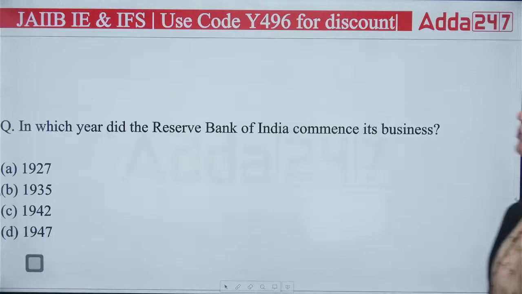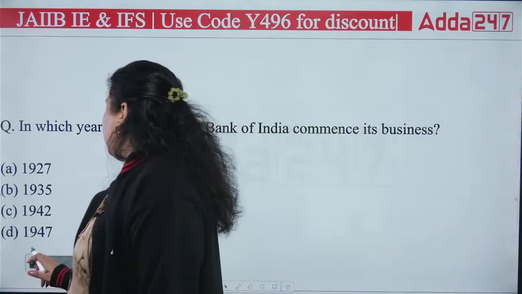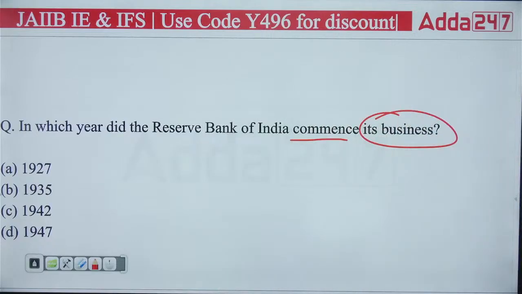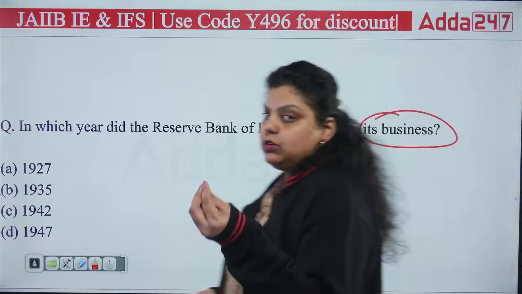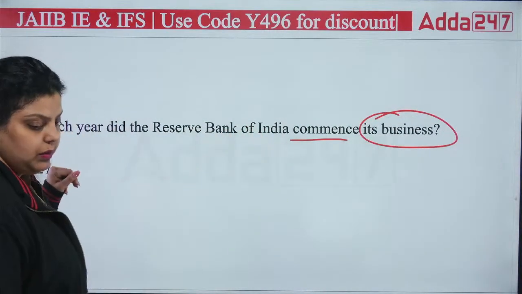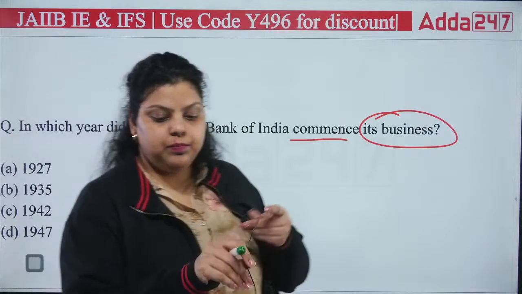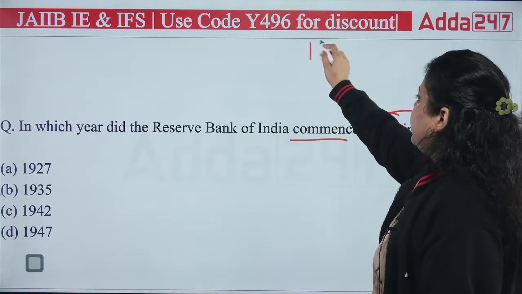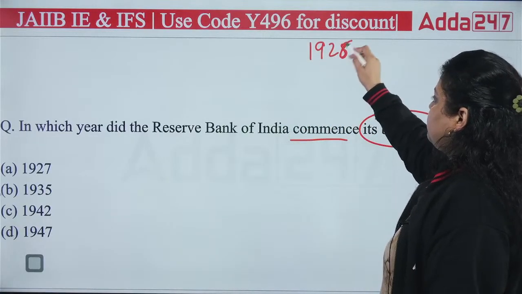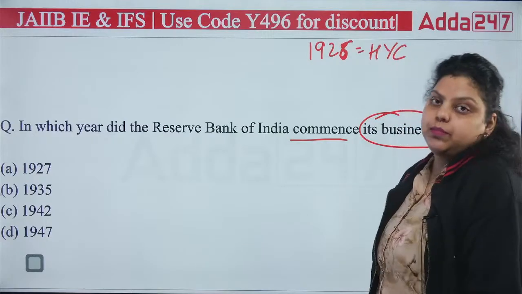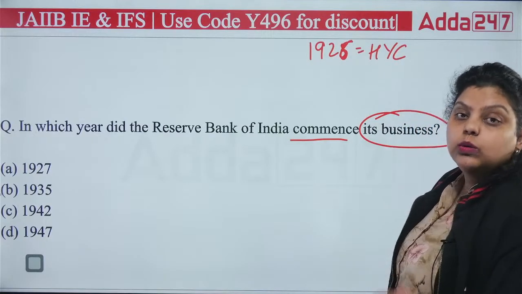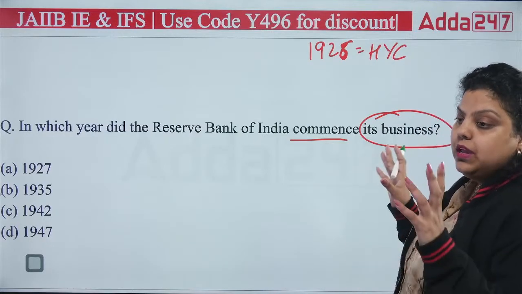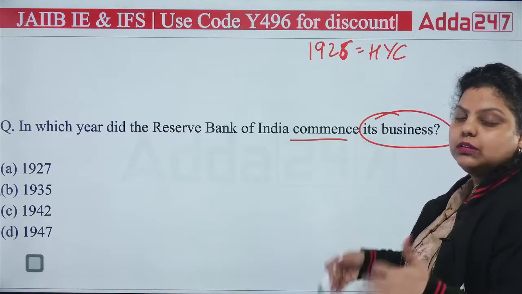Next we have here, in which year did Reserve Bank of India commence its business? In which year RBI started performing its business? So first of all, when it talks about the RBI's history, it is very important to remember that in 1926 the Hilton Young Commission came, and this commission recommended to establish the central bank of the country. So 1926 Hilton Young Commission is there, and it talked about the establishment of RBI.